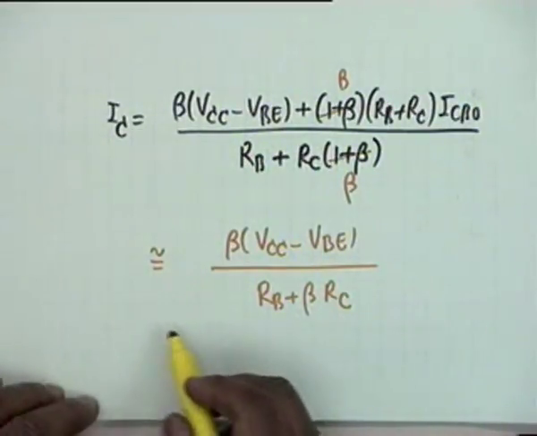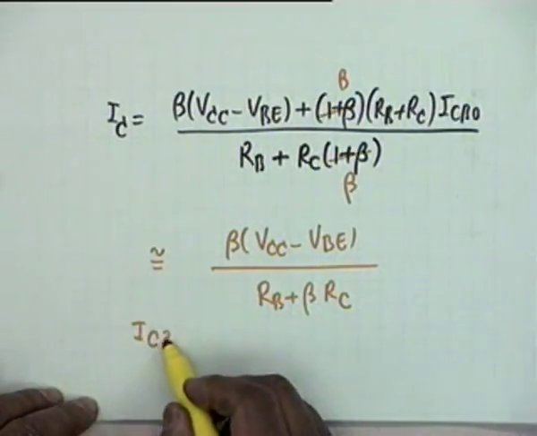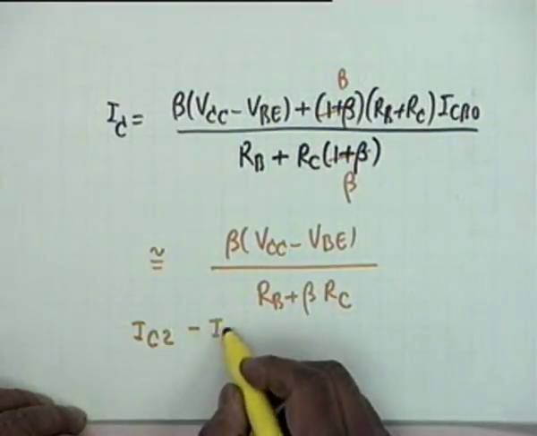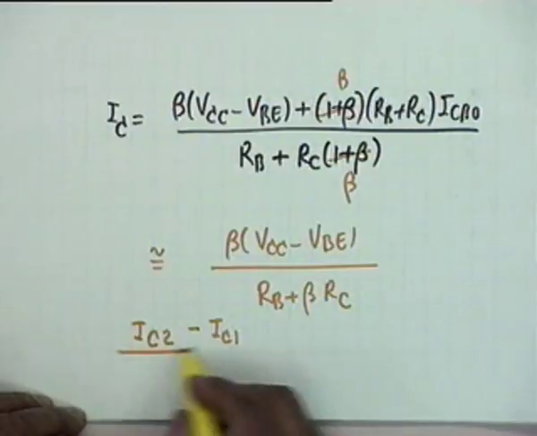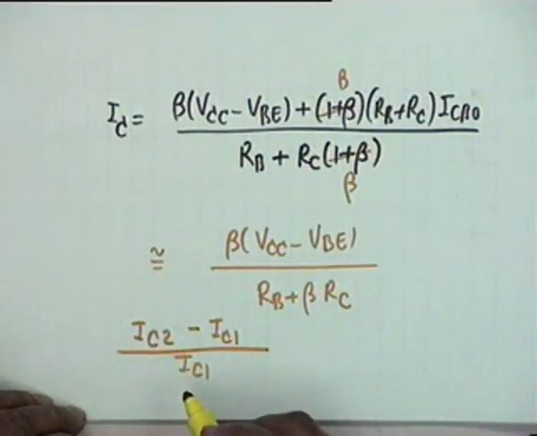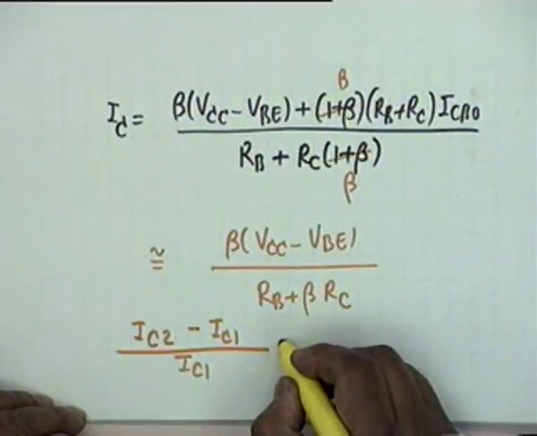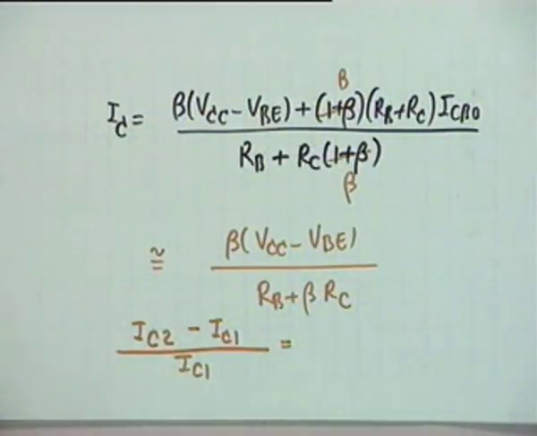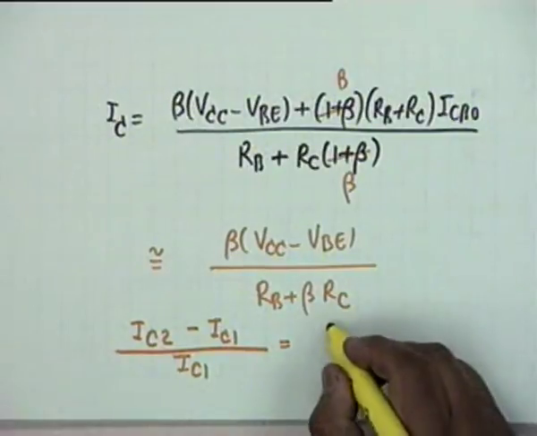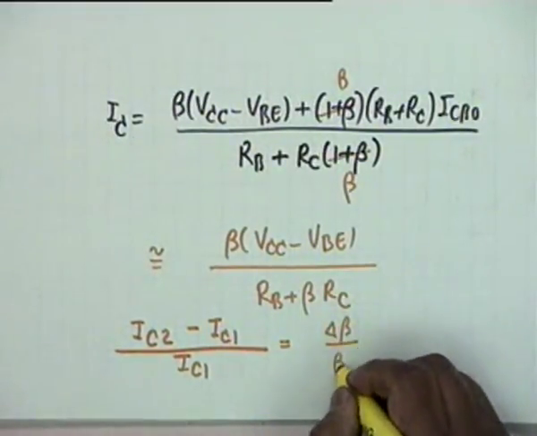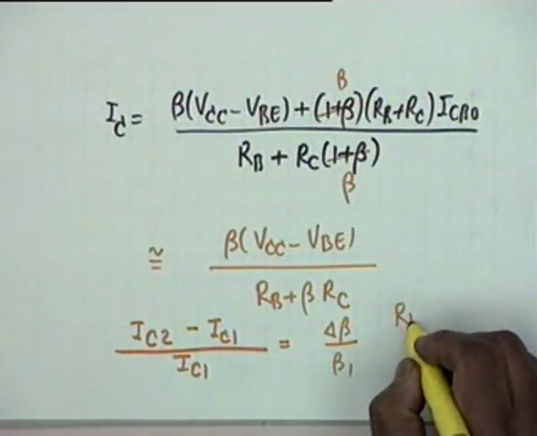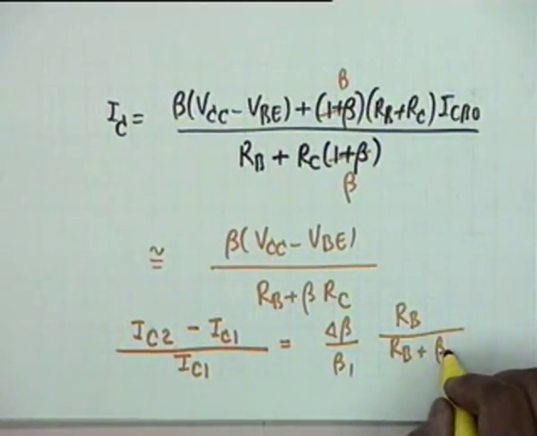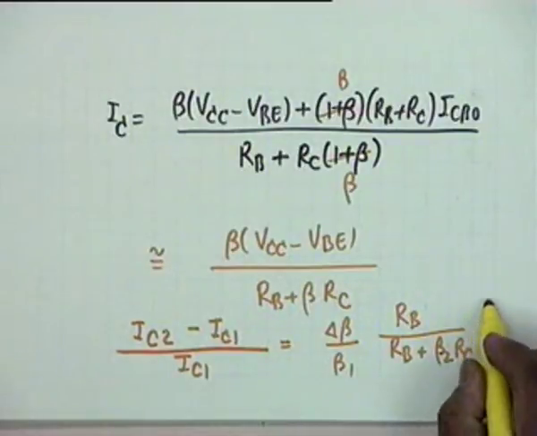Then I will take IC2 for beta 2, then I will take IC1 for beta 1, divide by IC1, and IC2 minus IC1, and that expression in my calculation comes as delta beta by beta 1 times RB divided by RB plus beta 2 RC. This is the final expression.